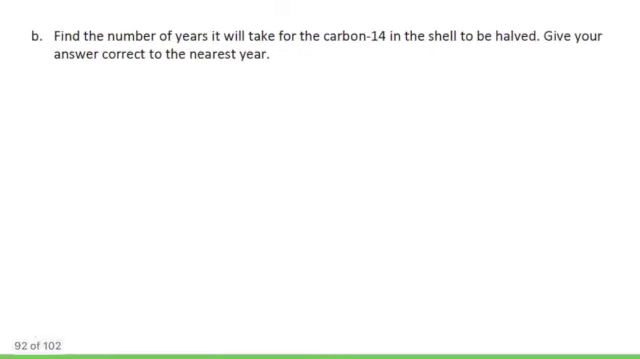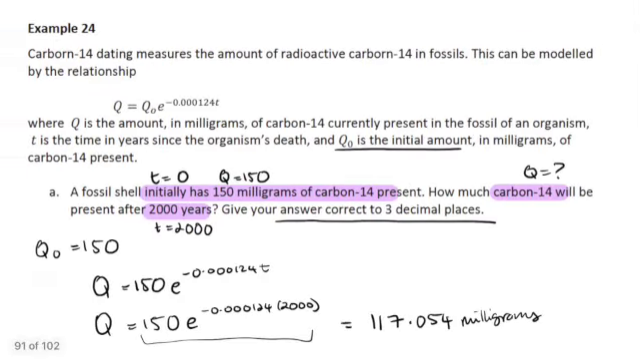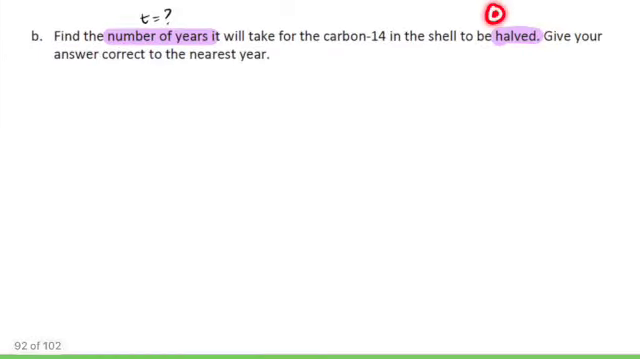Part B, find the number of years. So again, this time we don't know what T is. It will take for the carbon-14 in the shell to be halved. Give your answer correct to the nearest year. So initially I had 150, and now what we want is for it to be half of that. So that means I want Q to be 75. So again, all I have to do is substitute these values into my equation. So 75 is going to equal 150e, our very small number, and this time I don't know what T is.